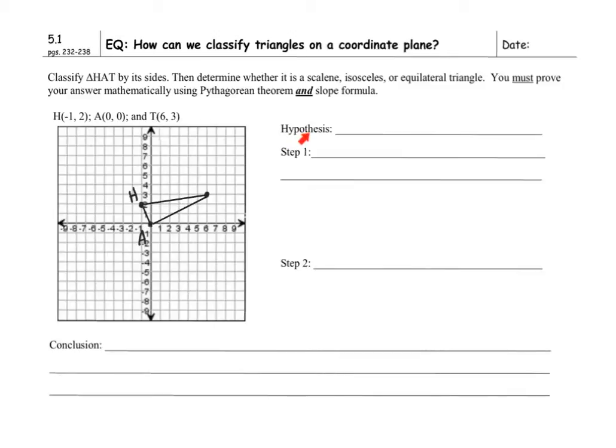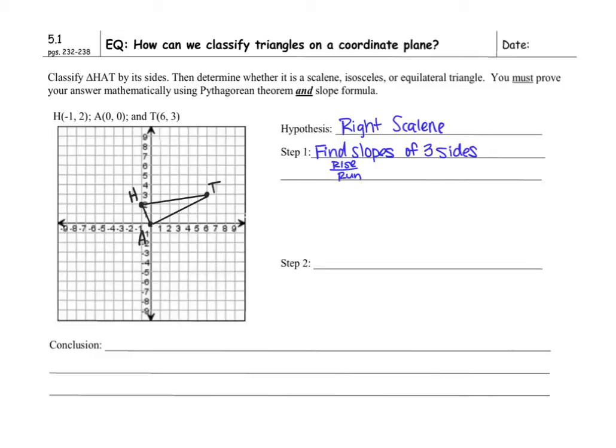Now I'm going to hypothesize what kind of triangle this one is. I think it looks like a right scalene. You put whatever you think. I think this right here looks like a 90-degree angle, and all three of these sides look different. So the first step is to find the slopes of all three of the sides.